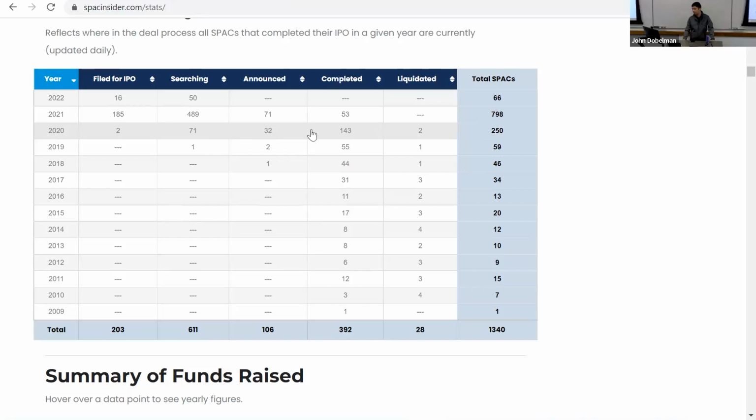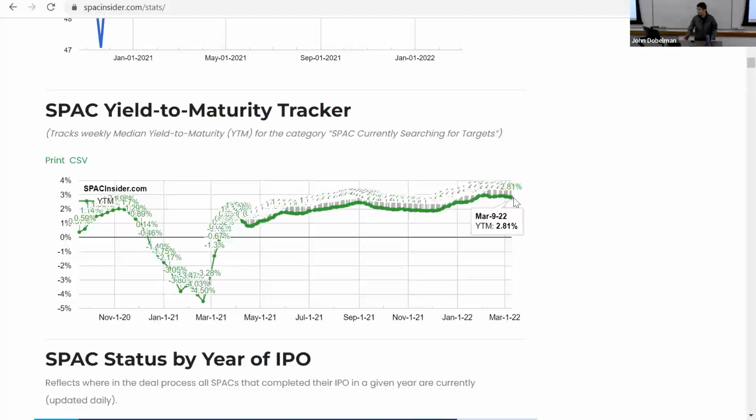But for 2021, you end up with the majority of SPACs still looking for deals. I bet that's going to be a very big challenge for them to find a deal and get it closed. So we are looking at a disaster there. But there's some opportunity for the investor to buy the share and redeem it. You won't make a lot, but you make some. On average, you can make like 2%, 2.8%, which is decent enough.